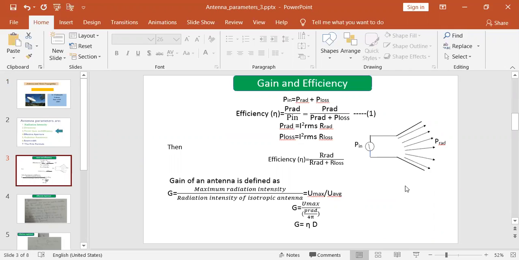We know that P in is the power input to the antenna and P radiated is the radiated power. So P in is equal to P radiated plus P loss. Efficiency is the ratio of P radiated by P in. If you solve this, you will get efficiency in terms of radiation resistance. That is, efficiency is equal to R rad by R rad plus R loss.